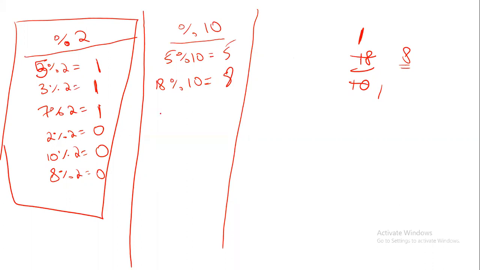Okay, so 22 mod 10. What I have to do? 22 divided by 10 I have to do. 10 ones are 10, 10 twos are 20, 2 more is remaining. So 2 more is remaining. Okay, so I hope you have understood here.